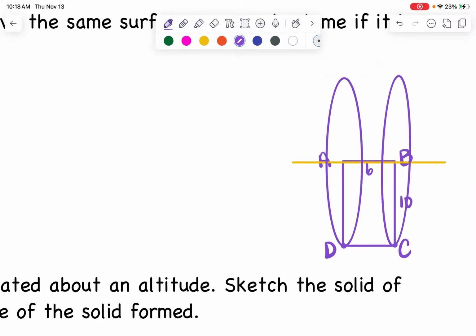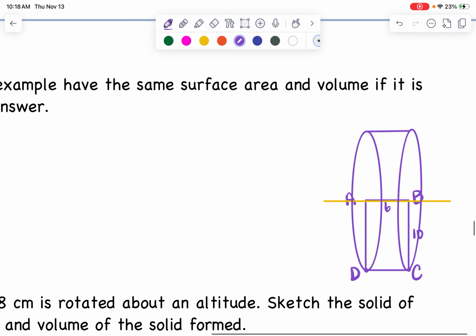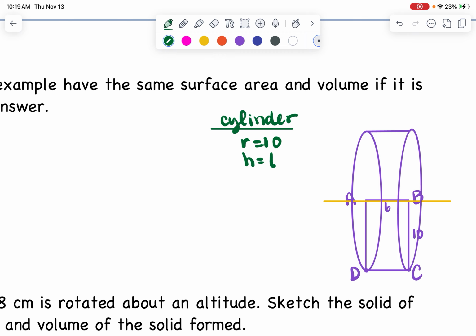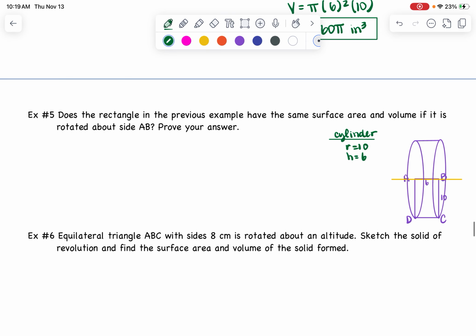All right, so then, of course, this is now our cylinder. So it's still a cylinder, right? But now it's a tall, skinny cylinder instead of the wide, fatter one that we had in the previous one, because we went over a different axis. So it's still a cylinder, so I'm going to write that down, cylinder. But now, do you notice on this cylinder, now 10 is our radius, right? And 6 is our height. Right? So clearly no, the answer is no. We're not going to get the same surface area.